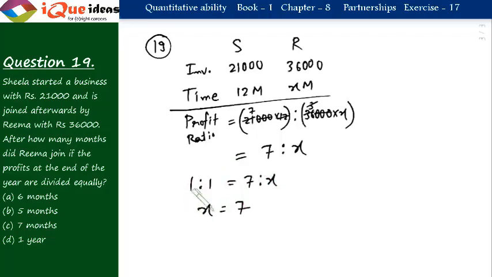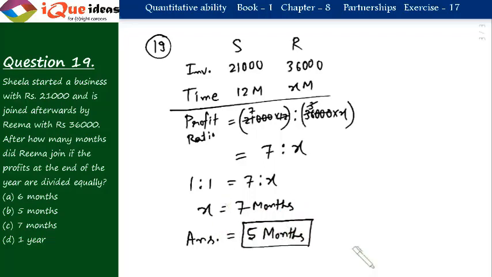So from here you can clearly see that X is equal to 7 months. So that means Rima has invested for 7 months. But the question is asking after how many months did Rima join? So if she invested for 7 months, and the year has 12 months, that means she must have joined after 5 months from the beginning. Alright. So the answer of the question would be 5 months. Be a little careful while reading the question.